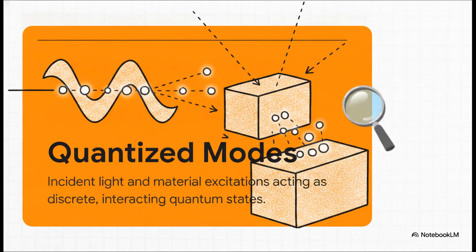Let's unpack that first step. What in the world are quantized modes? Well, instead of treating a light beam as a continuous wave or just a simple geometric ray, the researchers treat the incident light and the material's own excitations as discrete, interacting quantum states. Basically, they're breaking down both the light and the material into their fundamental quantized components. This ensures that when the light hits the material, the simulation fully understands that both entities have the capacity to react and change on a quantum level.